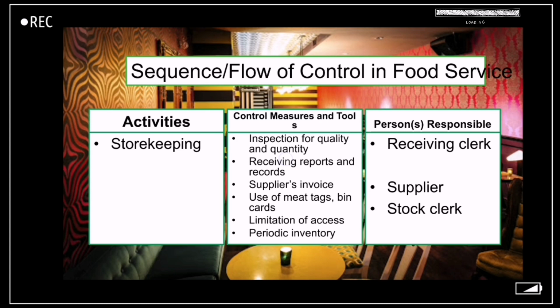So, let us talk about storekeeping. Sa storekeeping naman, so we need inspections for quality and quantity, receiving reports and records, supplier's invoice, use of meat tags. So, ano ba yung importance ng meat tags, no? So, dito pumapasok yung first in, first out natin para ma-avoid din natin na expired or nagkakaroon ng spoilage yung mga stocks natin. No? Limitation of access, periodic inventory. So, ito yung mga ginagawa in terms of storekeeping.